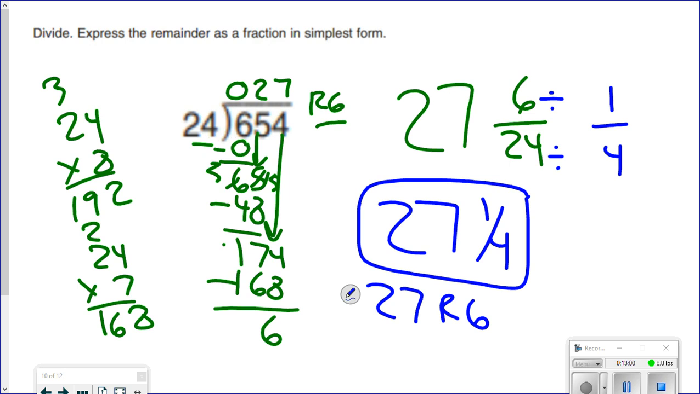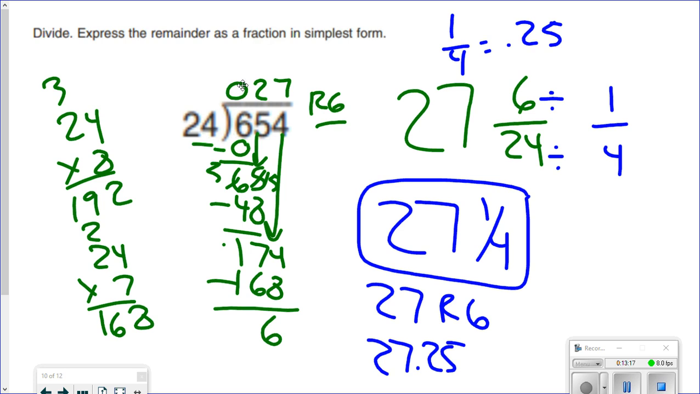You know what? If we were to make a decimal, do you know what I know the decimal would be? It'd be 27.25. You're probably wondering, how did I know it was 25? Because 1/4 as a decimal is 0.25. Hopefully this helps a little bit with math.